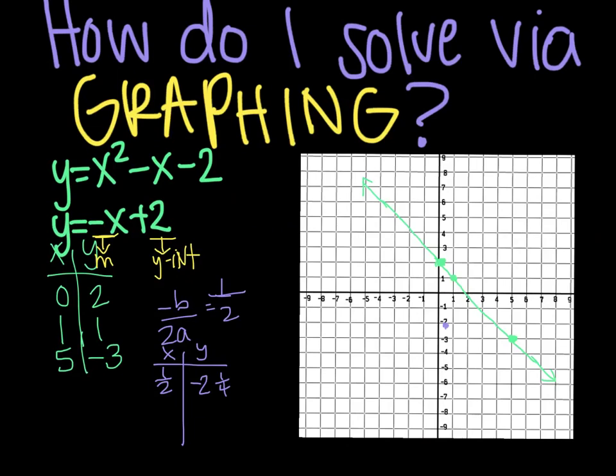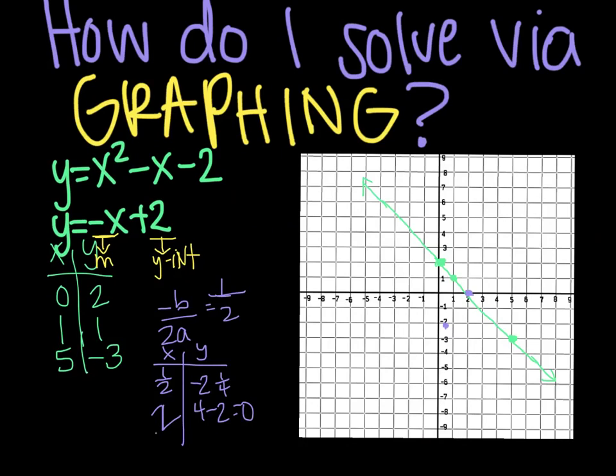But here, let's pick 2. So 2 squared is 4. 4 minus 2 is 2. And then 2 minus 2 is 0. So now we have our next point at 2, 0 here. And notice that point does cross.